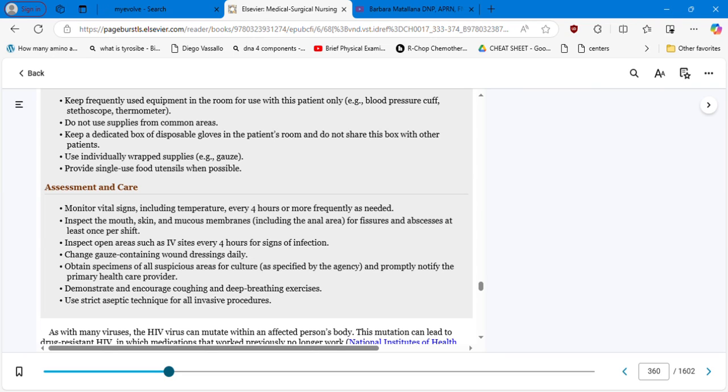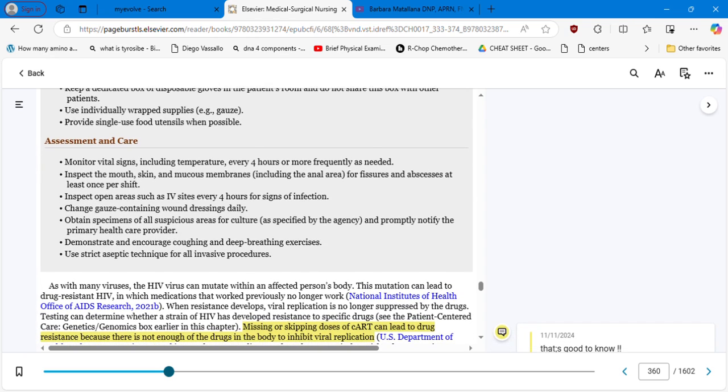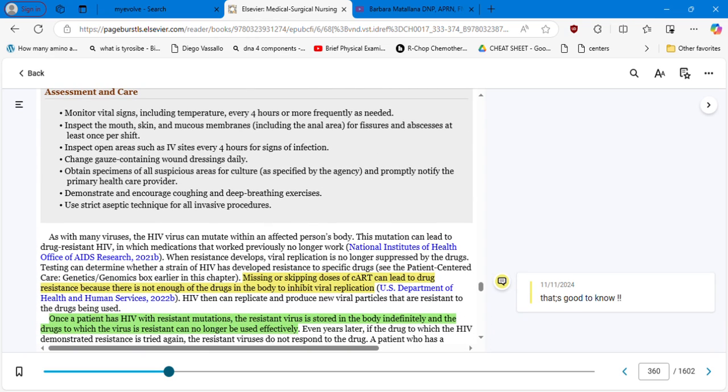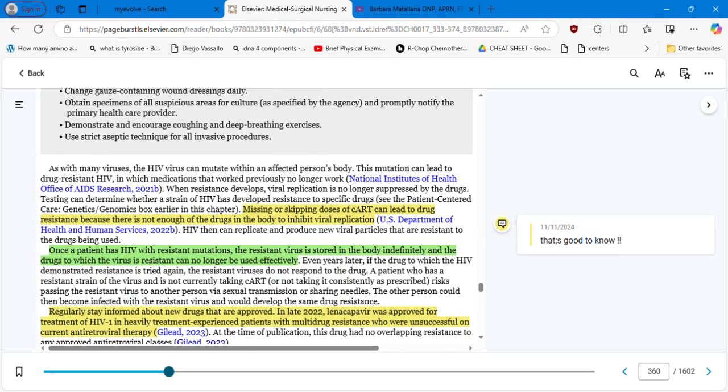Assessment and care. Monitor vital signs. Inspect the mouth and skin. These are nursing interventions. Everything is related to assessment and patient education, right? Obtain specimens of all suspicious areas for culture, right? And use a strict aseptic technique for all invasive procedures.